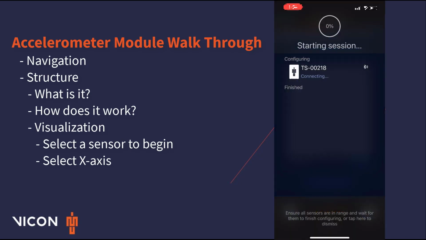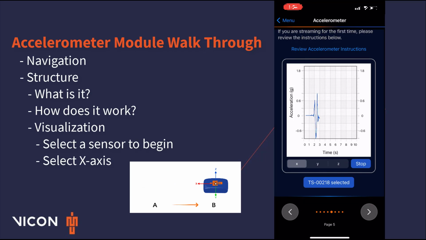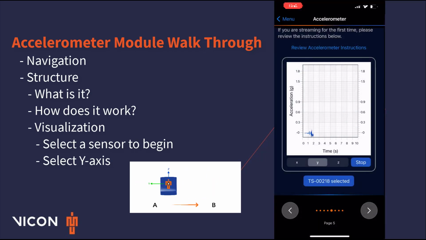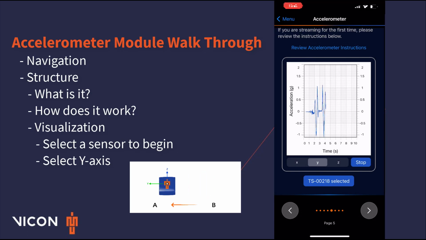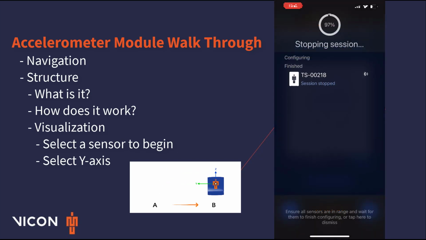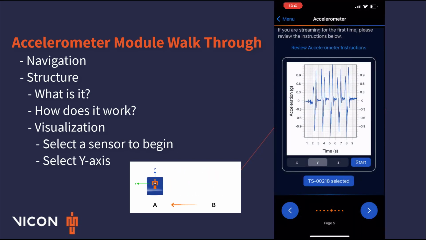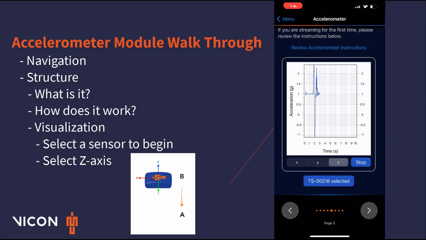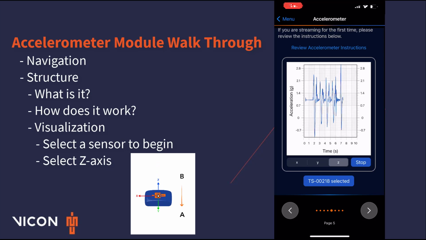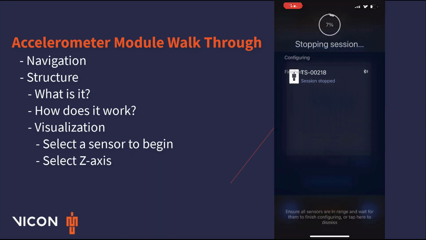To observe accelerations along the x-axis, move the sensor from heads to tails of the sensor logo, or A to B on the image to the left. To observe accelerations in the y-axis, you will move the sensor laterally of the sensor logo, or A to B on the image to the left. To observe accelerations along the z-axis, you will move the sensor up and down from the table, just as depicted in the image to the left.